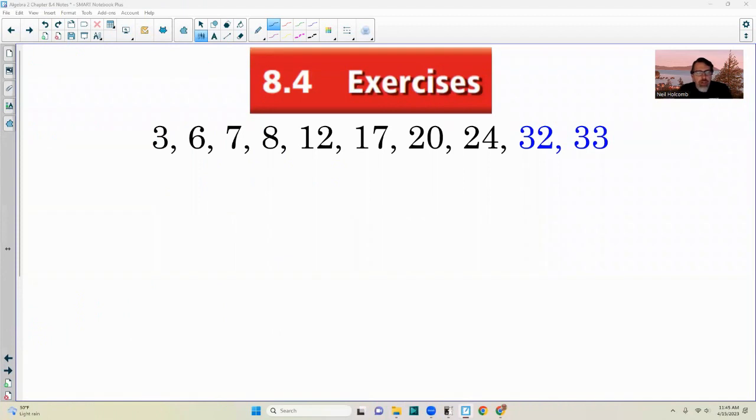Okay, so that brings us to the end of a really short chapter section, 8.4. And here are the exercise problems I assigned, and I threw in number 32 and 33 as some review.